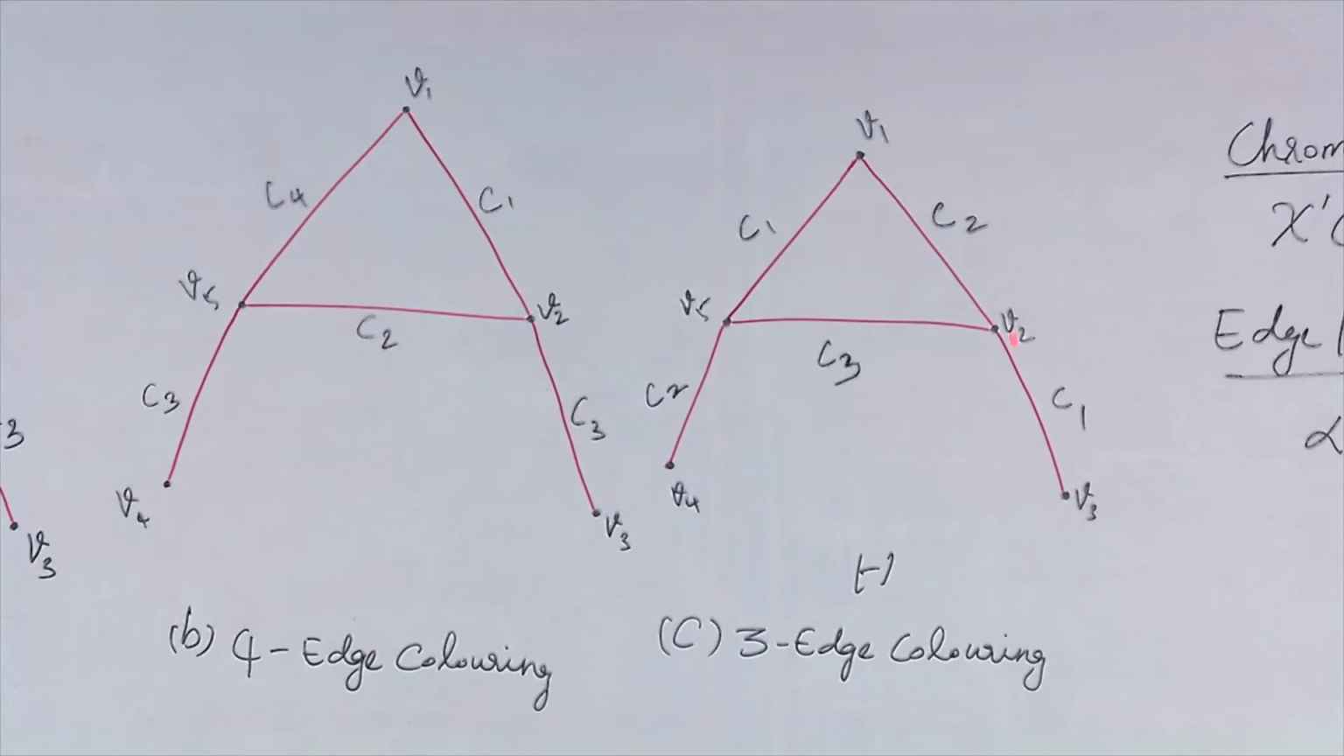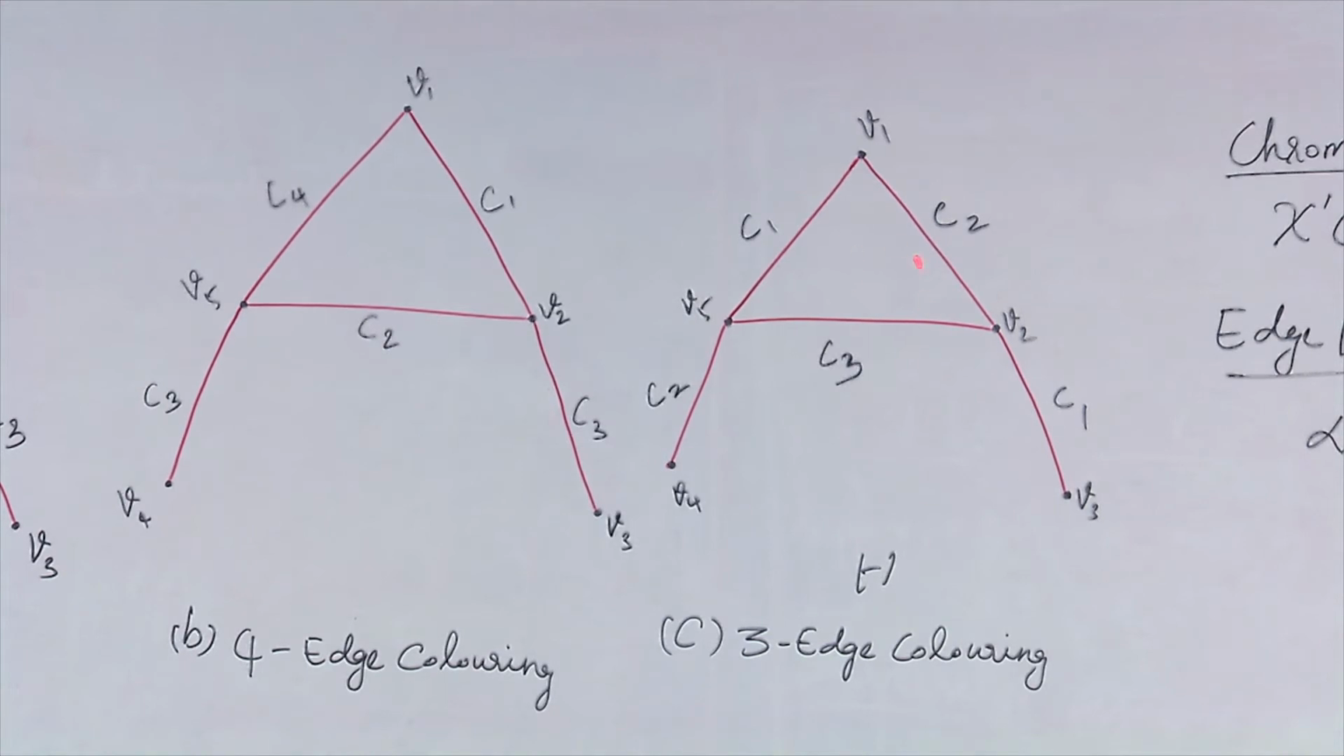Consider this edge V2V3. V2V3 is adjacent to this edge V1V2 and V5V2. Therefore, I cannot give the color C2 and C3 to this edge, but I can give the color C1 to this edge also. That is, I color this graph only by using 3 colors, and we can see that 3 is the minimum number of colors required to color this graph.